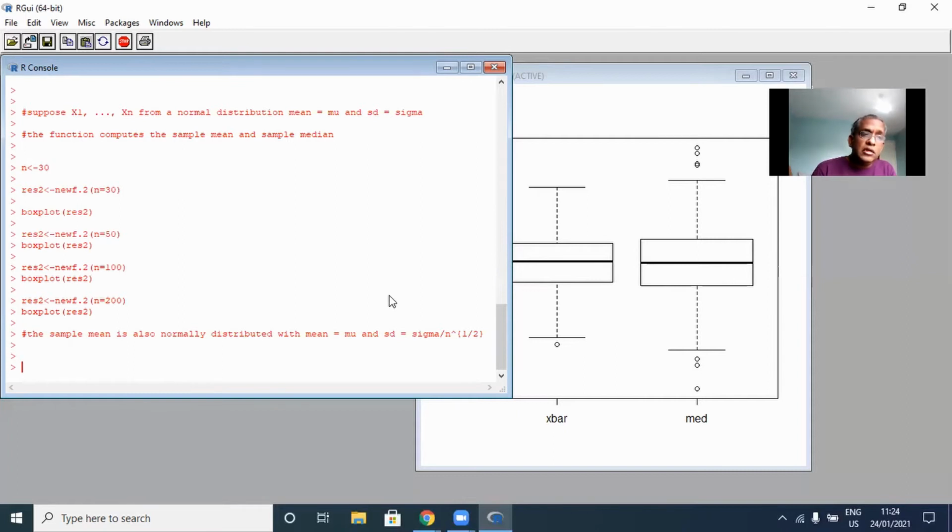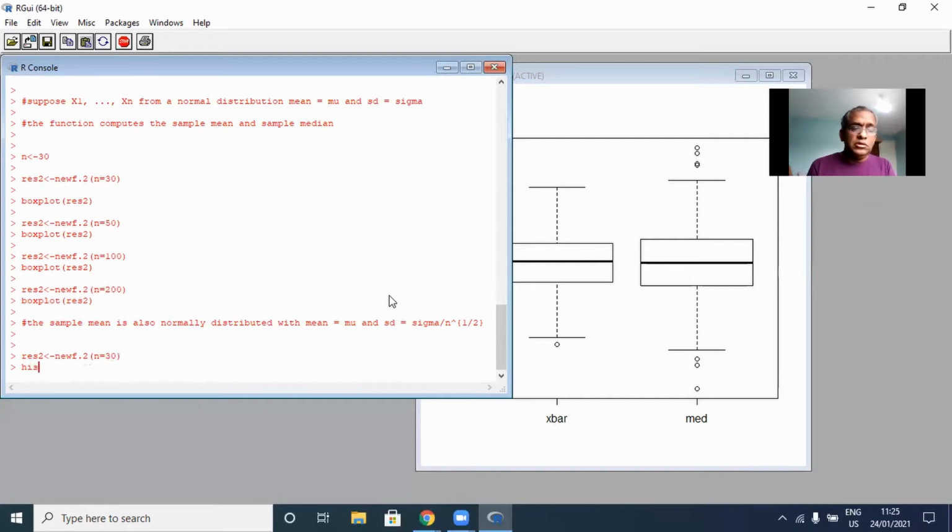Now I'm going to see, using the simulated data, if this actually holds. I mean, theoretically speaking, it should hold. So let's see what happens. All right, now let's take a simulated sample with n equal to 30. The first thing we want to do is to draw a histogram of the simulated data, with frequency equal to false.